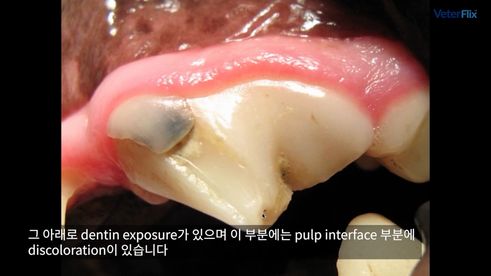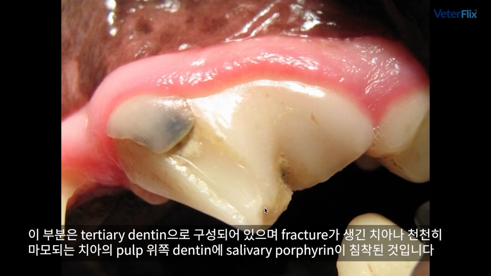You can see that we've got an area here where we see discoloration where the pulp interface is in more of a chronic change that would be consistent with tertiary dentin, and incorporation of the salivary porphyrins into the dentin above the pulp on a slowly worn tooth that's separate and distinct from the fracture line, as you can see here.